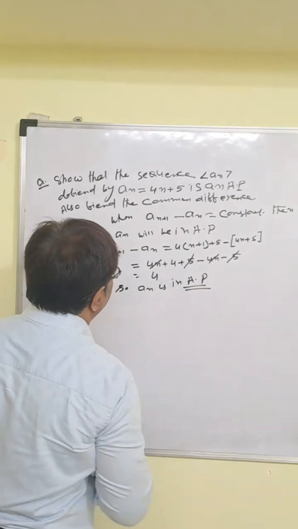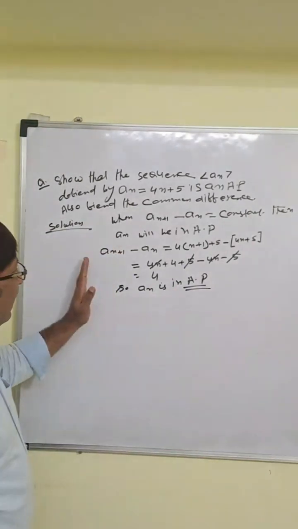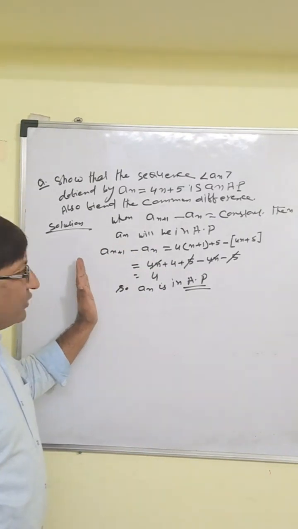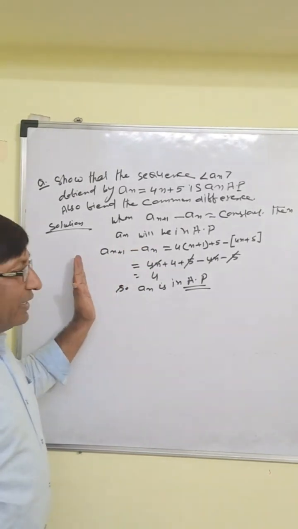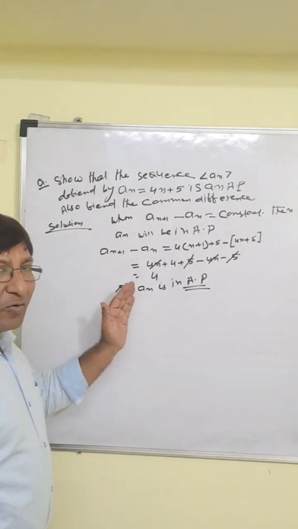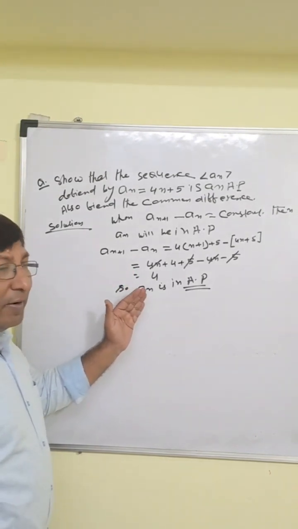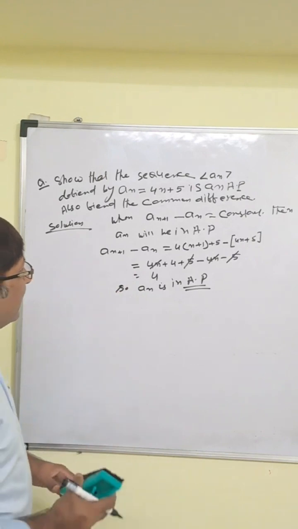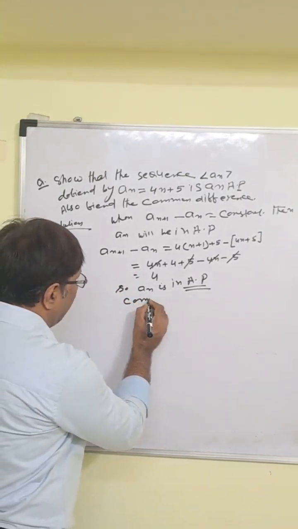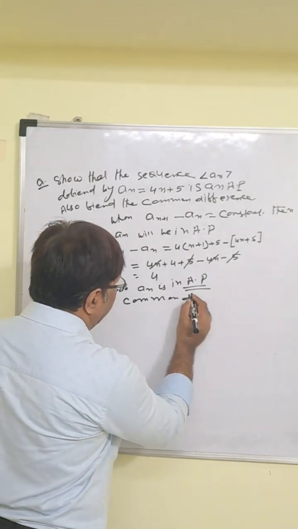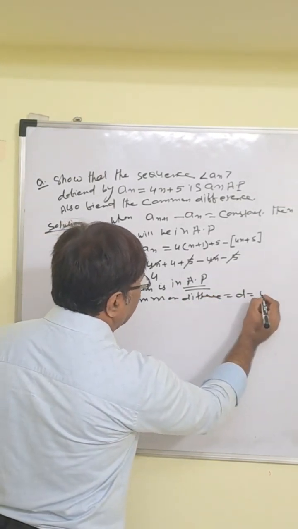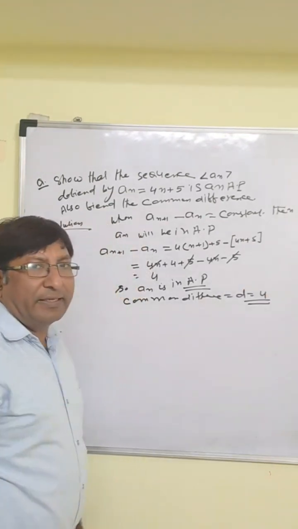So for any function in which the second term minus first term, third term minus second term is constant, that is called AP, and that constant is called what? Common difference. Here the constant is 4, so common difference equal to what? 4. So we can write common difference d equal to 4. This is our correct answer.